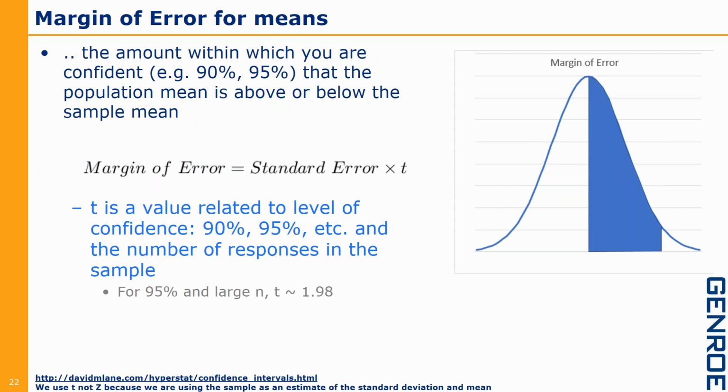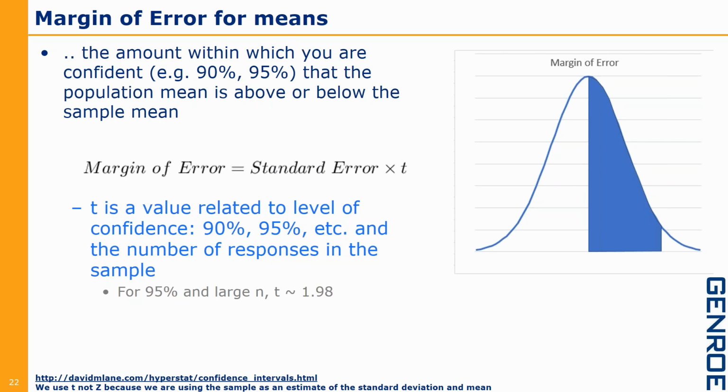The next thing that we'll talk about is margin of error. So the margin of error is the amount within which you are confident, e.g. 90-95%, that the population mean is above or below the sample mean. So the mean is the part in the middle here, okay? And the margin of error is this kind of area under the curve that goes out to the right-hand side. And the margin of error is equal to the standard error, which we just looked at, multiplied by a term called T. And T is similar to the Z we saw a few minutes ago. And it's related to the level of confidence you want to have, just like Z is.